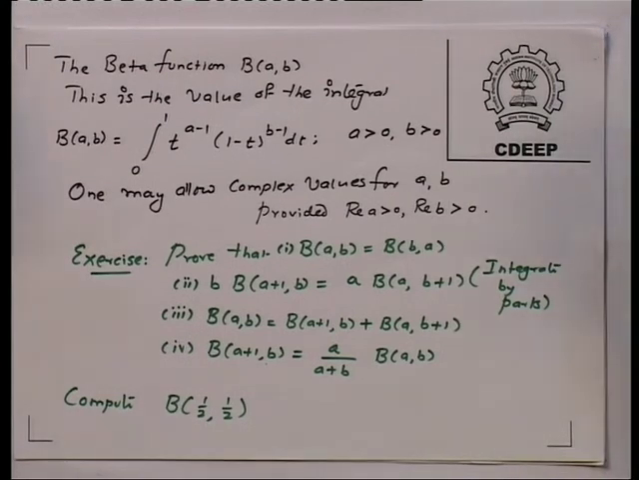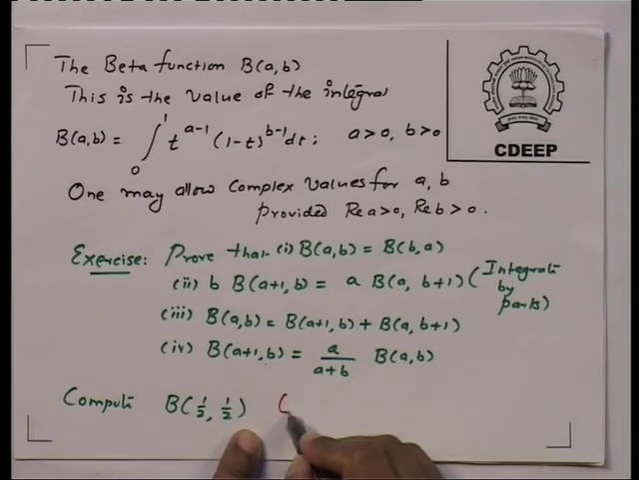The beta function has certain obvious symmetry, beta of a, b equal to beta of b, a. That is pretty obvious. The second result is also easy, you simply integrate by parts. The third result, think about it, and once you get the third result, combining 2 and 3 you get 4. 4 follows from 2 and 3. And the last one is beta of half, half, it is elementary.